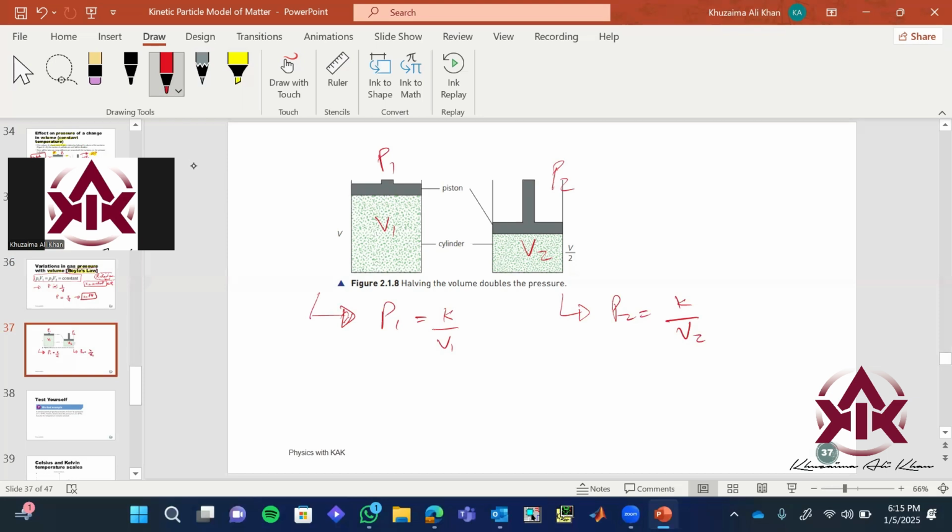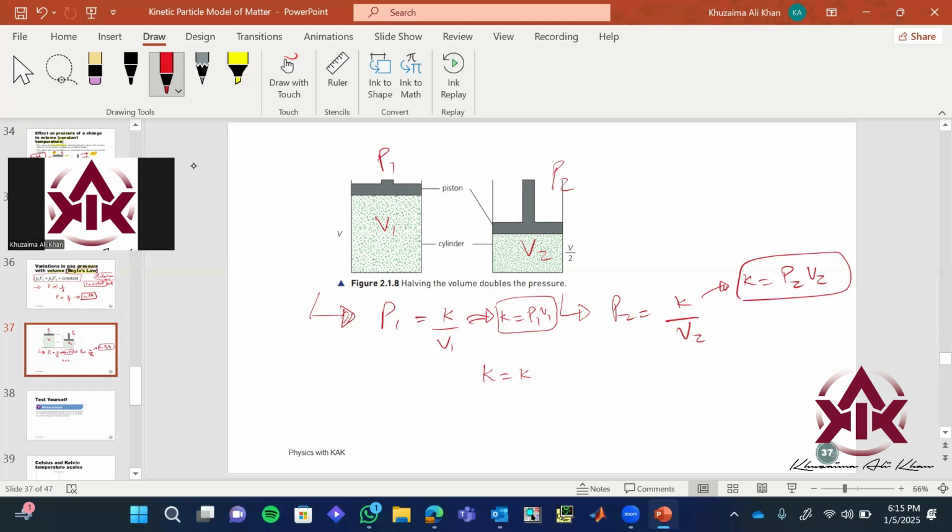The K is constant because the gas is the same. The gas is the same over here, and we have kept the temperature constant. So we can equate the K, right? So K equals K. So this thing basically becomes what? This becomes K equals P1 V1. And this equation becomes K equals P2 V2, right?